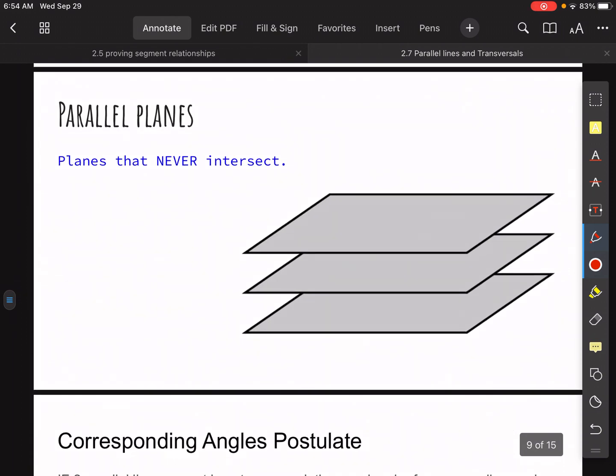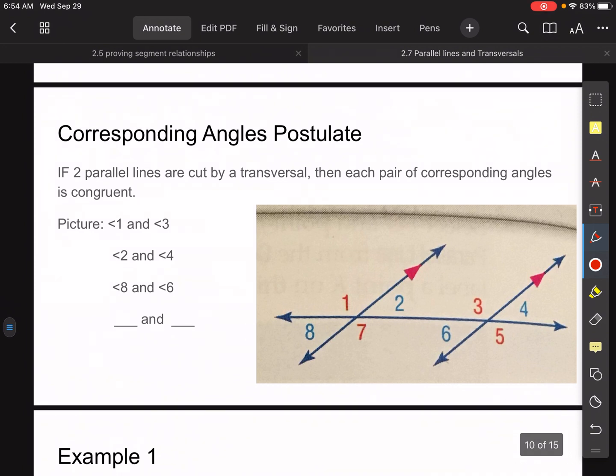And then we have parallel planes. These are planes like sheets of paper that will never intersect, right? They'll have the same exact slopes of the plane in space. And then we have some postulates built on this. So the corresponding angles postulate: if two parallel lines are cut by a transversal. Notice how they're showing parallel here. That's important as well. Parallel lines are shown with these little arrows here. These little red arrows show that those lines are parallel.